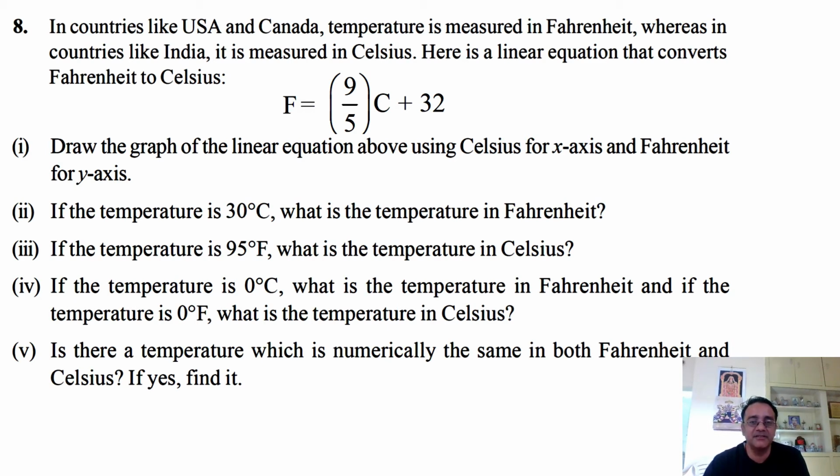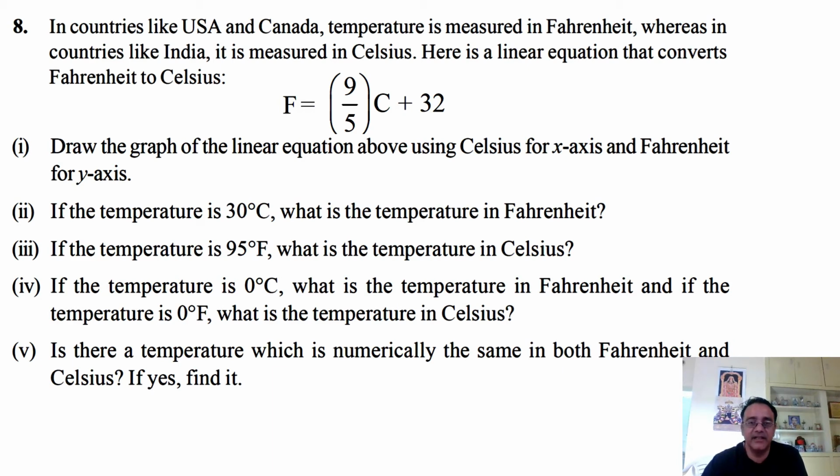If the temperature is 30 degrees Celsius, what is the temperature in Fahrenheit? If the temperature is 95 degrees Fahrenheit, what is the temperature in Celsius? If the temperature is 0 degrees Celsius, what is the temperature in Fahrenheit? And if the temperature is 0 degrees Fahrenheit, what is the temperature in Celsius? Okay, so is there a temperature which is numerically the same in both Fahrenheit and Celsius? If yes, find it. So first of all, we have to draw the linear equation.